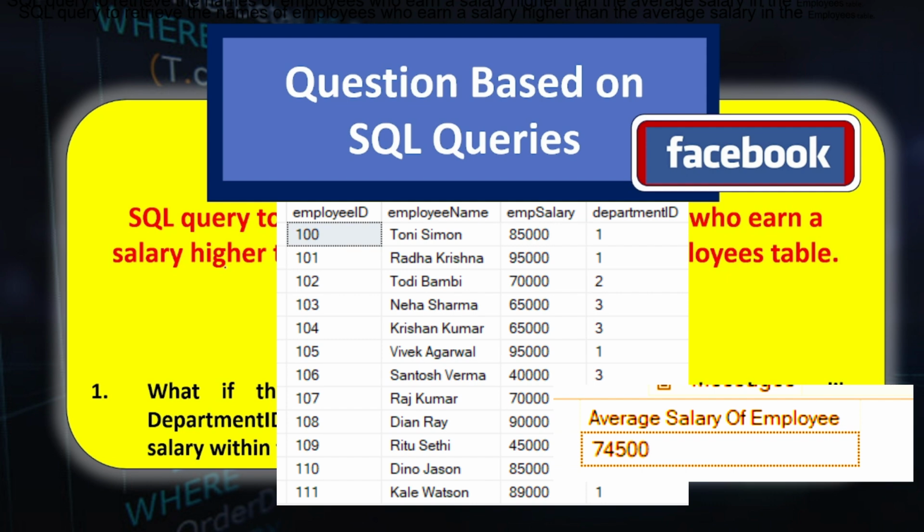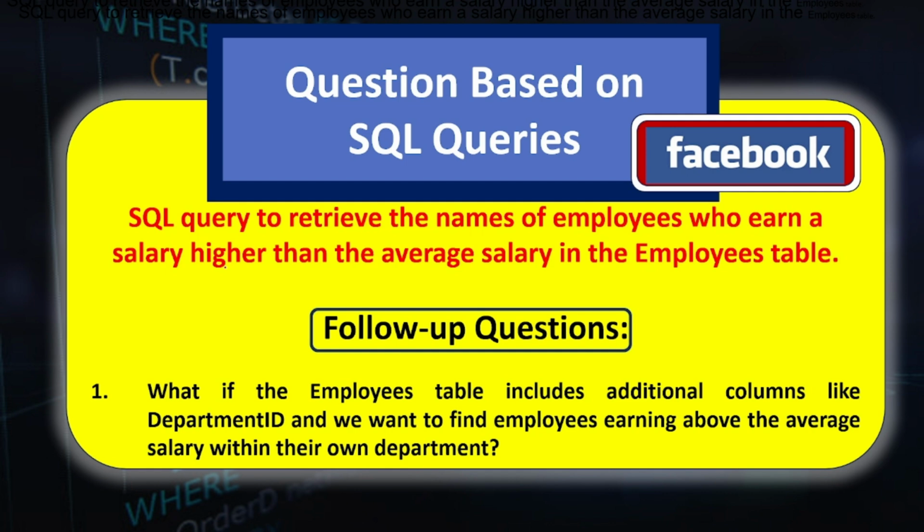Okay? So this had a follow-up question as well. The follow-up question is a little more advanced than this one. It is asking the same thing, but then it has got a condition: you have to display the names or details of all the employees whose salary is more than the average salary of the employees belonging to their own department.